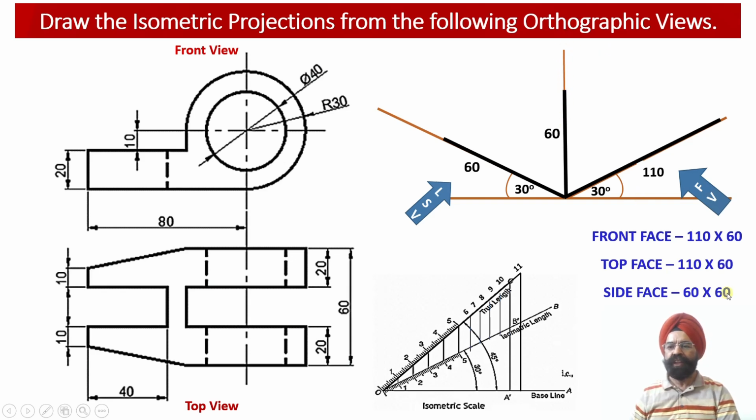And now we can check the front view face of the solid will be measuring 110 millimeter length and 60 millimeter height of the solid. The left hand side view face of the solid will be measuring 60 millimeter height and 60 millimeter width of the solid. And the top view face or the bottom face is going to measure 60 millimeter width and 110 millimeter length over here. So this way, the front view face, side view face, and the top view face we have appropriately located into the isometric projection view over here.